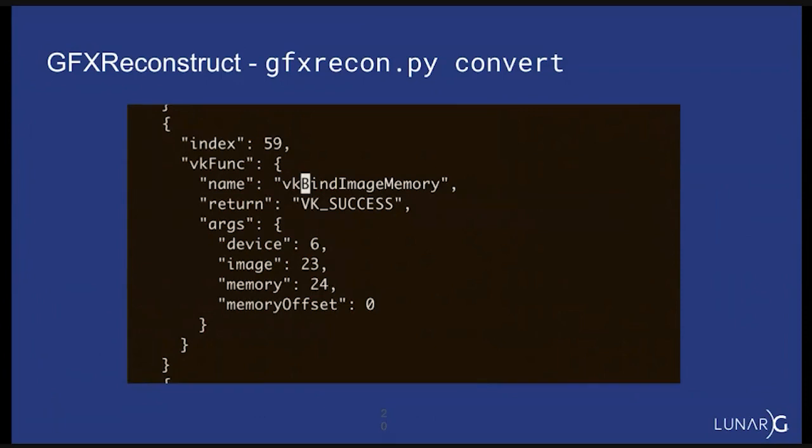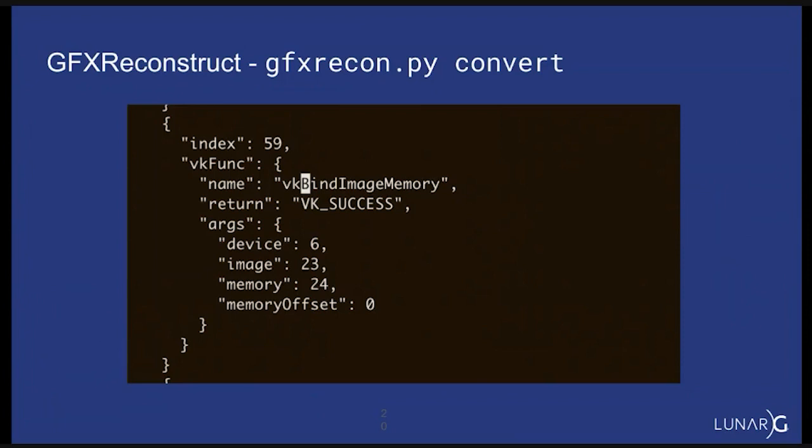But my example for this case is you want to know something about the first call to bind image memory. So here's a case where you can see the devices, each of these handles for the device and the image and the memory are indices that are stored in the capture file that are not related to the original. They're only mapped to the original handles from capture, but they are all maintained throughout the file.